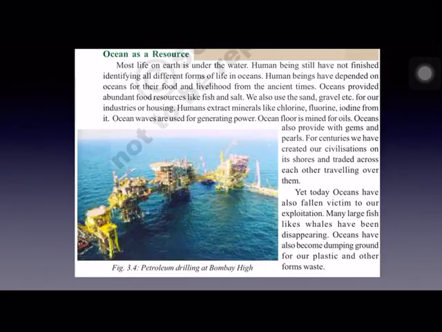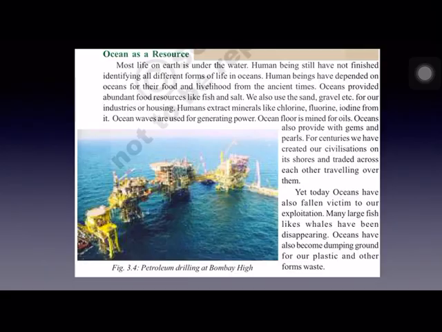Now, in spite of getting so many benefits from the ocean, we human beings are also exploiting the oceans. Many large fish like whales have been disappearing. We have also made these oceans dumping grounds for our plastic and other forms of waste. In this way, we are causing harm to the oceans and the wealth which we are getting from the oceans.